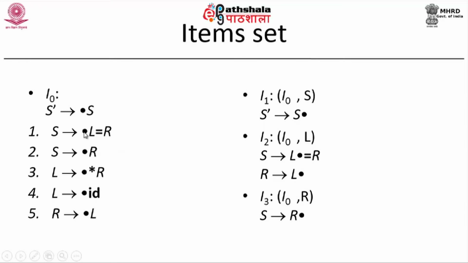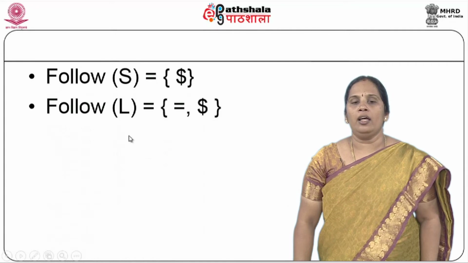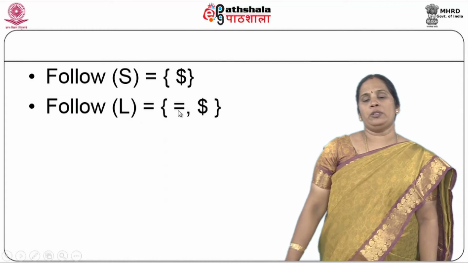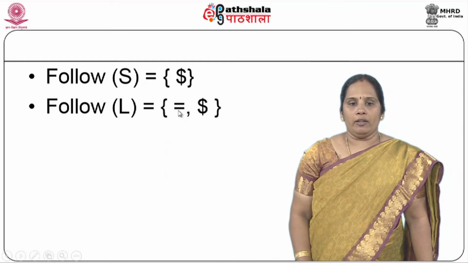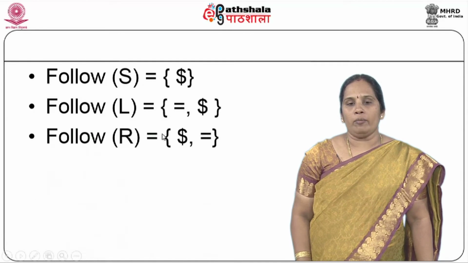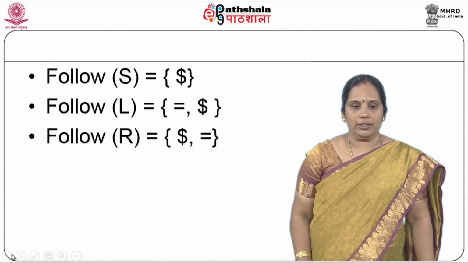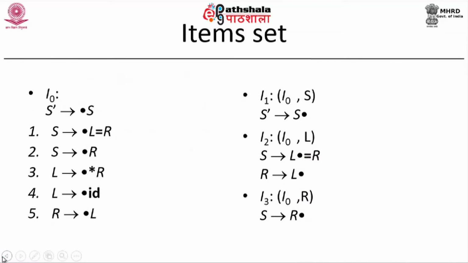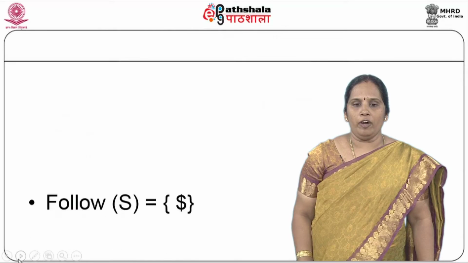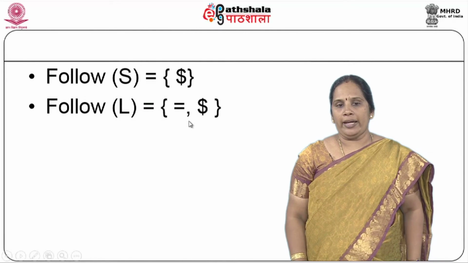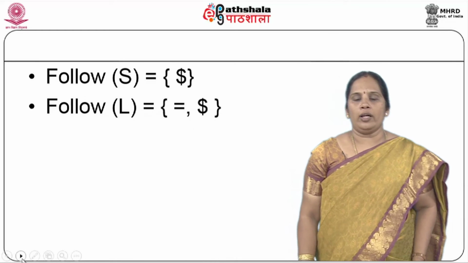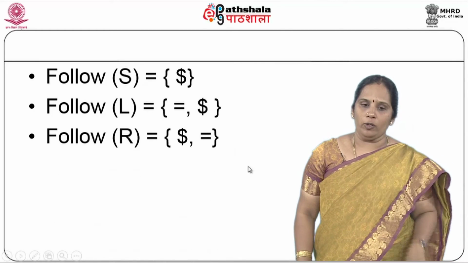So, follow of L contains follow of R and follow of R contains follow of S. But follow of S, if you start with, that is going to have a dollar. Then follow of L will have an equal to, because of the production S produces L equal to R, and follow of R will have a dollar comma equal to, because there is a production S produces R. So, follow of R will contain follow of S. So, dollar will be there in follow of L and follow of R will also contain dollar comma equal to. So, this is what is my follow set.